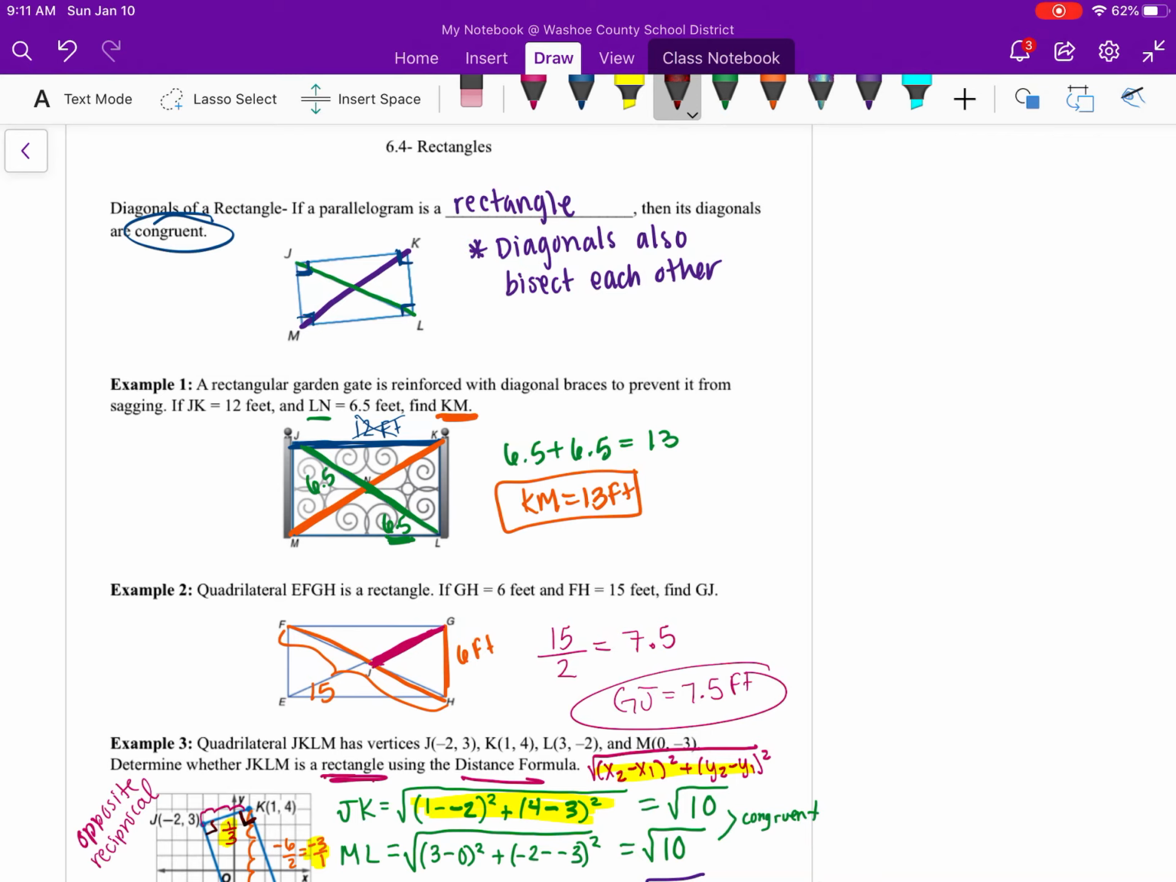So that's what makes rectangles special: it has both 90-degree angles, opposite sides are congruent, and the diagonals are also congruent to each other.